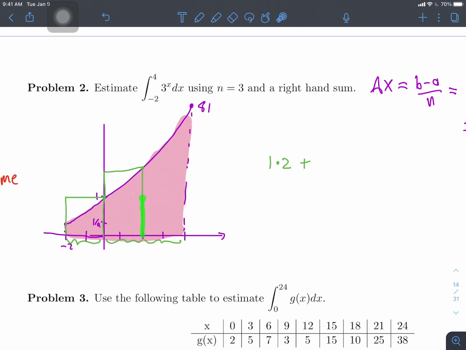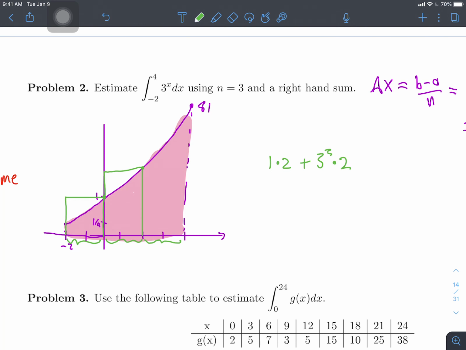The question is, what is this height that is highlighted in green? How can I find out what it is? You plug it into the function. Yeah, is that what you were going to say, Annabelle? Yeah, we just take the x value and we plug it in to the function, 3 to the x. So the x value is 2, so it's 3 squared, right?